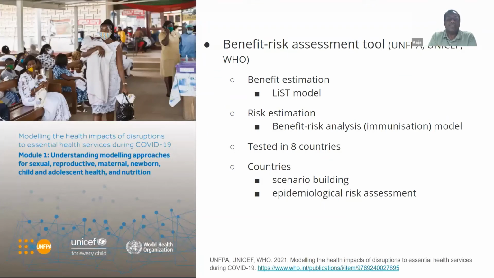And the benefit risk assessment tool has now been put together by UNFPA, UNICEF, and WHO, wherein the health benefits of the essential health services are based on the LiST model, the Lives Saved Tool model, and the risk part of the equation comes from the benefit risk analysis that we showed in the immunization model. And it has been pilot tested in 8 countries so far this summer. And now the tool is accessible for countries for scenario building and epidemiological risk assessment, to test out what could be the impact of potential disruption to essential health services, and thereby to make their own decisions on any particular suspension or continuing of their essential health services during the pandemic. And last one, please.